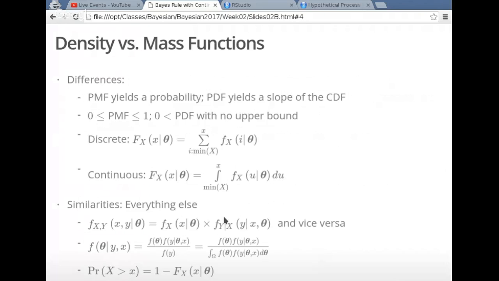So if you do the definite integral of a PDF with the limits being the lower bound and the upper bound of the sample space for that variable, that definite integral, that area, will always be 1. So because the probability mass function yields a probability, it's going to be restricted between 0 and 1. Because a PDF is not a probability, but rather a slope of an increasing function, it will always be positive, but it can be greater than 1. It can even be infinite. But it will integrate to 1 over the entire sample space.